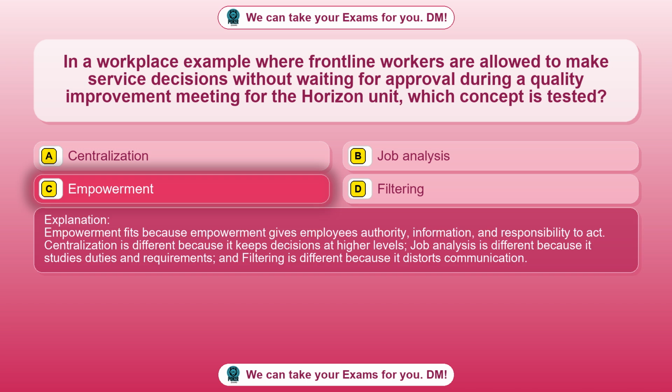Empowerment fits because empowerment gives employees authority, information, and responsibility to act. Centralization is different because it keeps decisions at higher levels, job analysis is different because it studies duties and requirements, and filtering is different because it distorts communication.